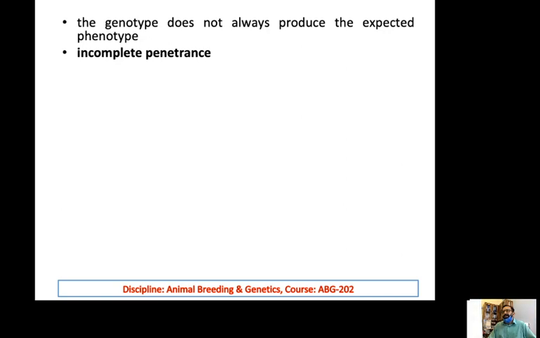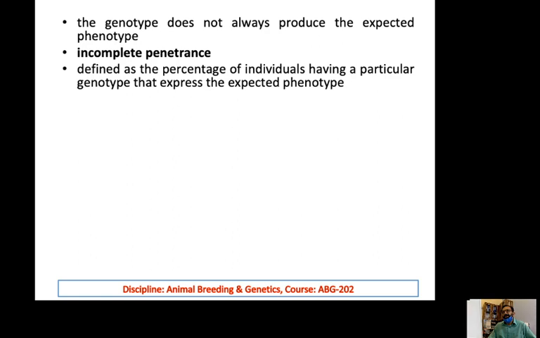So in that case, one phenomenon is that although the Mendelian laws are being followed, there is incomplete penetrance, and that is basically the percentage of the individuals having a particular genotype that express the expected phenotype. So it would be the percentage of individuals that have that particular genotype and are expressing the expected phenotype, it will give us the incomplete penetrance. An example of this is polydactyly.